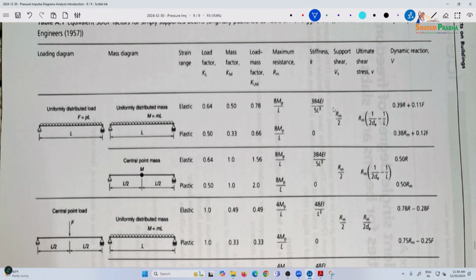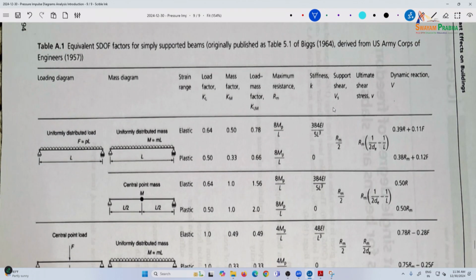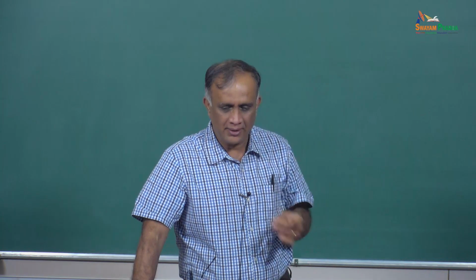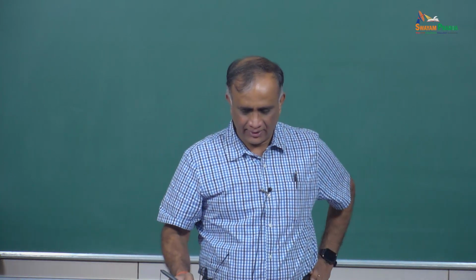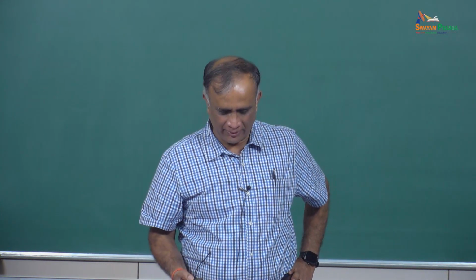So there is a whole lot of equivalent SDOF factors. A lot of our work is legacy. So any book you see will probably use the Biggs book. The 1964 tables are still used very extensively even in the field. Consulting companies use this all the time. You can Google the book and I think you may be able to find it.